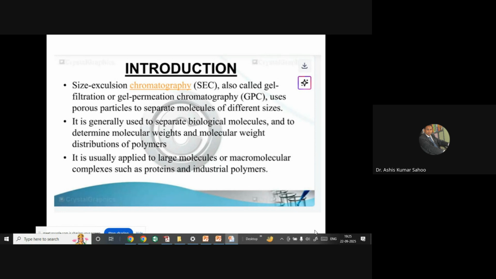Size exclusion chromatography, also called gel filtration or gel permeation chromatography, uses porous particles to separate molecules of different size. So if we have small size particles, we can separate them by size exclusion chromatography. It is generally used to separate biological molecules and to determine the molecular weight and molecular weight distribution of polymers. It is usually applied to large molecules and macromolecular complexes such as proteins, industrial polymers, etc.